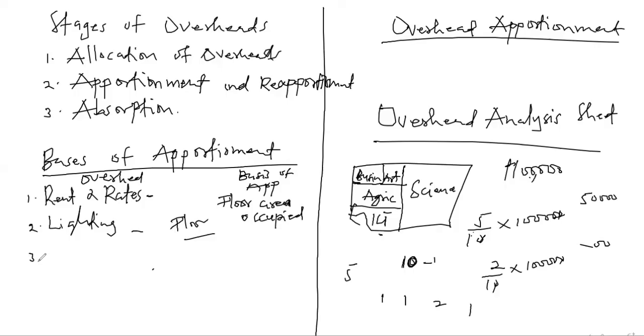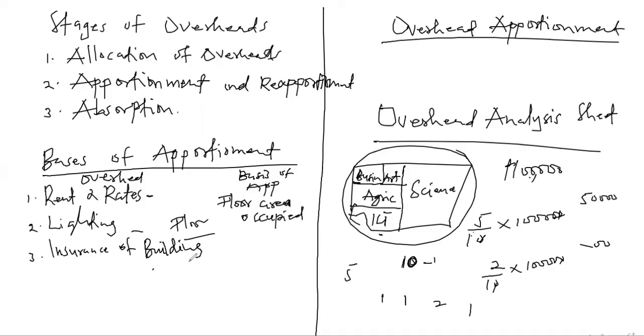So when you have insurance of buildings, that is, if the company has insured this whole building, what is the cost? When the cost comes, the best basis for apportionment is what? Floor area occupied. That is it.